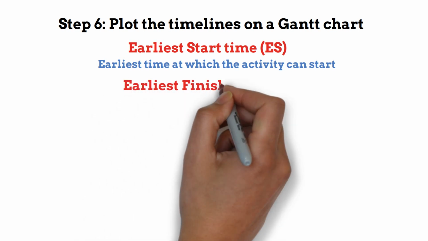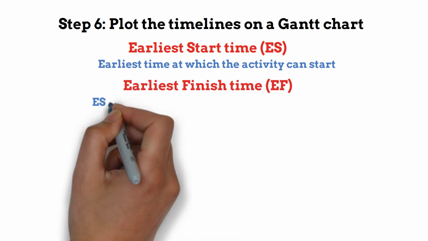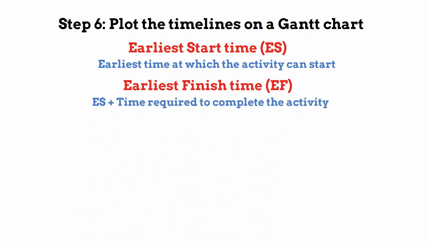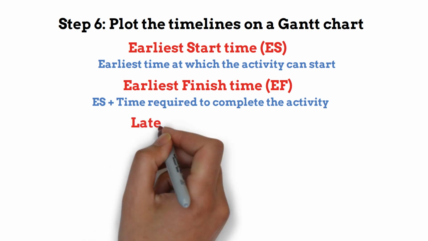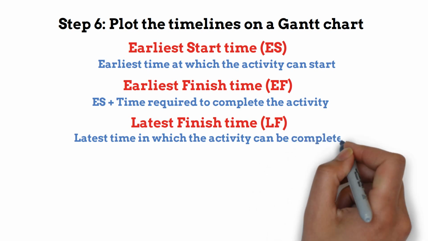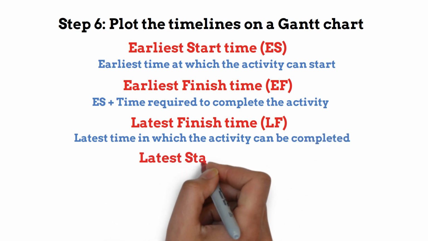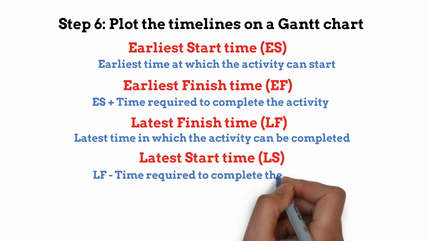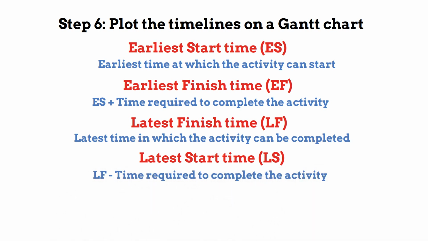Earliest finish time, or EF. This is equal to the earliest start time for the activity plus the time required to complete the activity. This means EF is equal to ES plus the time required to complete the activity. Latest finish time, or LF. It is the latest time in which the activity can be completed without delaying the project. Latest start time, or LS, it is equal to the latest finish time minus the time required to complete the activity. This means LS is equal to LF minus the time required to complete the activity.